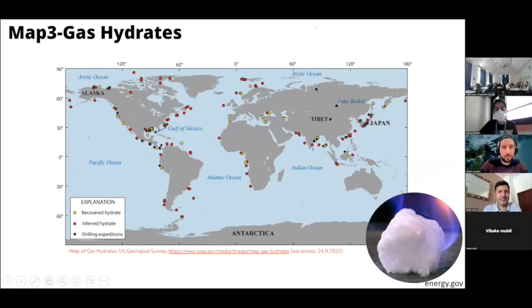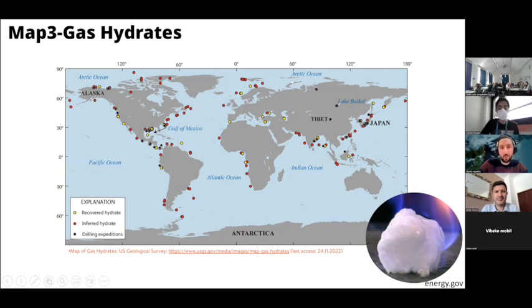Very briefly, the last one: one group is going to receive this map about gas hydrates. This term might be new to you. Gas hydrate is indeed a very special natural material. It looks like ice. You see this white chunk here is a gas hydrate, and you see they put it on fire. There's a flame here, because this ice-like material contains large volumes of methane, so it's easy to catch fire, actually.